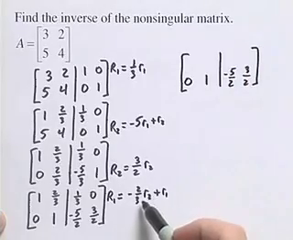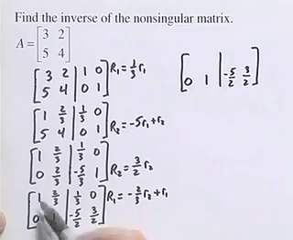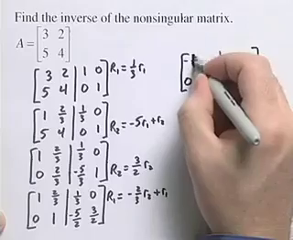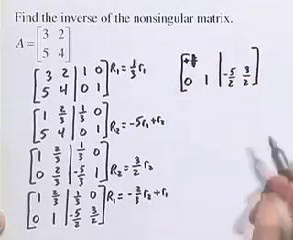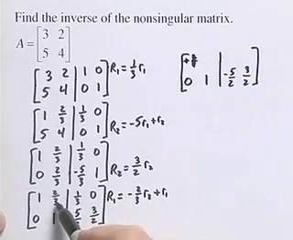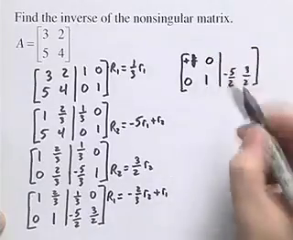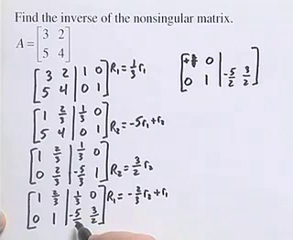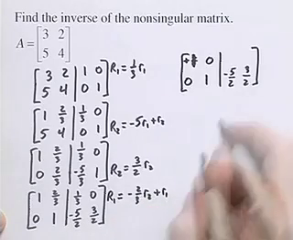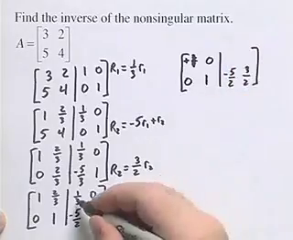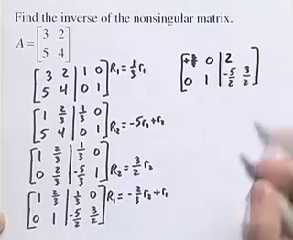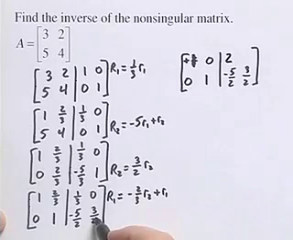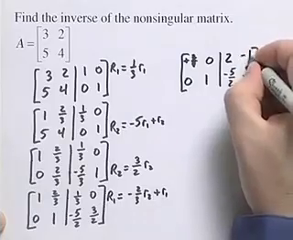And now we need to perform this operation. -2/3 times 0 plus 1 is still 1. -2/3 times 1 plus 2/3 is 0. So now we have our identity matrix. -2/3 times -5/2, two negatives make a positive, we'll end up with 5/3 plus 1/3 is 6/3, which is 2. -2/3 times 3/2, that's -1, plus 0 is -1.